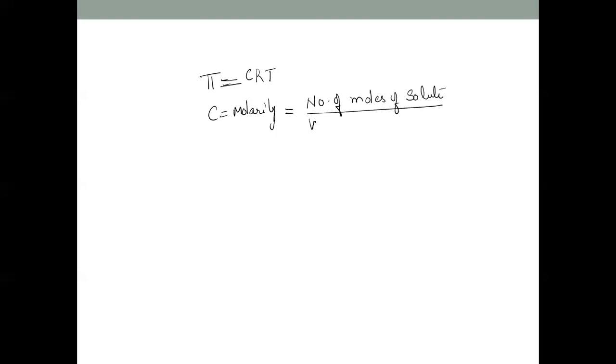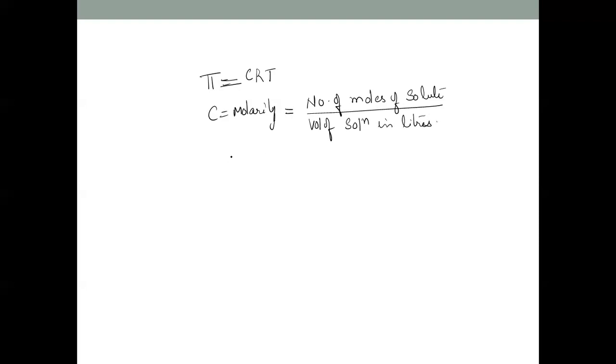Yes, I said the pi, the osmotic pressure, in order to stop the osmosis, is directly proportional to what? The molarity. C is the molarity here, R is the gas constant, T is the temperature, right? This molarity is equal to the number of moles of solute by what? Volume of the solution in liters. Right? This is what molarity is.